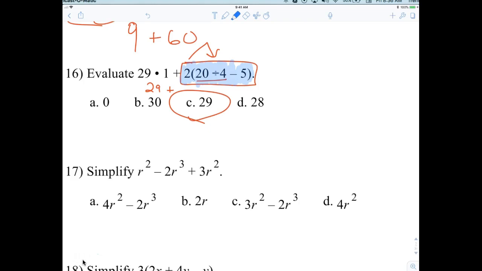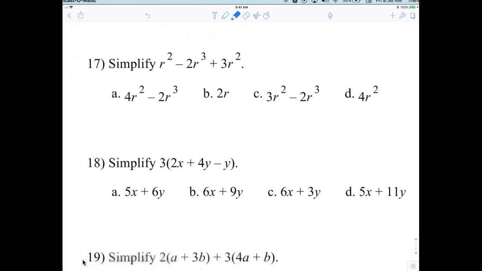All right, let's take a look at 17. Again, combining like terms, which we've worked on last chapter a bunch, so this should be much easier now. We would say negative 2r cubed, right?